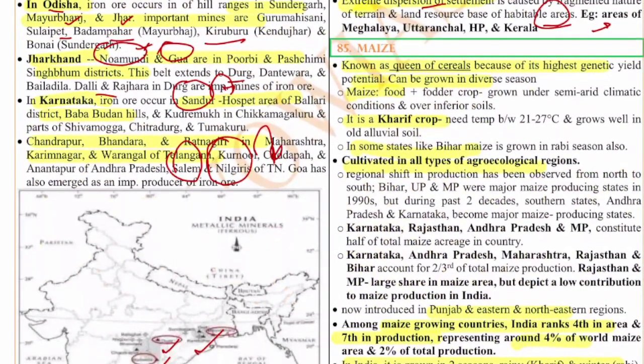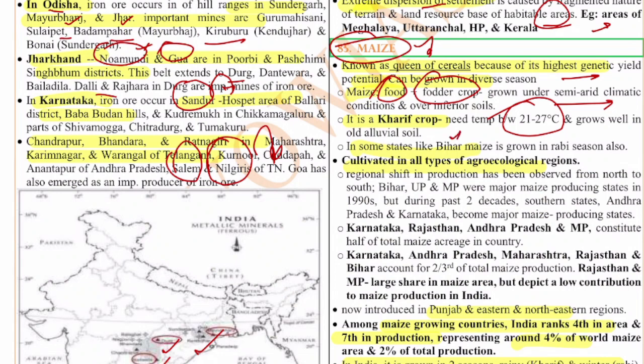Next, the 85th question is on maize. Maize is known as the queen of cereals because of its highest genetic yield potential. It is used as food as well as a fodder crop. It grows under semi-arid climatic conditions. It is a kharif crop. It needs 21 to 27 degrees centigrade and grows well in alluvial soil.